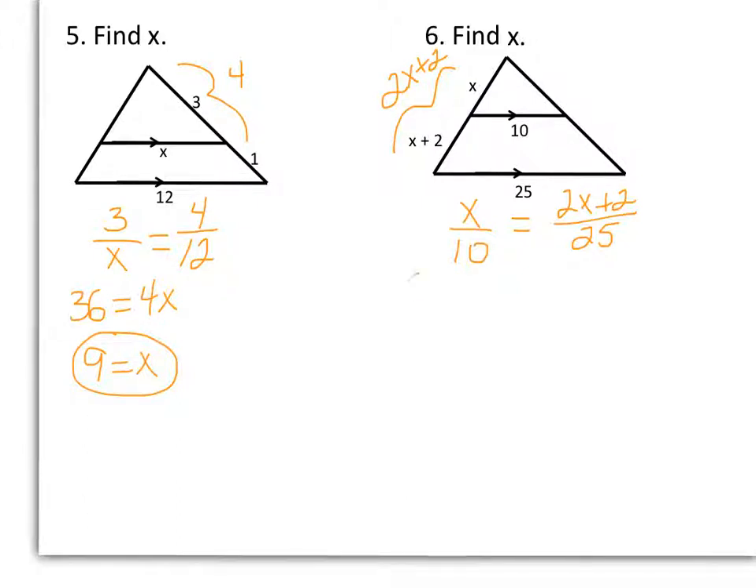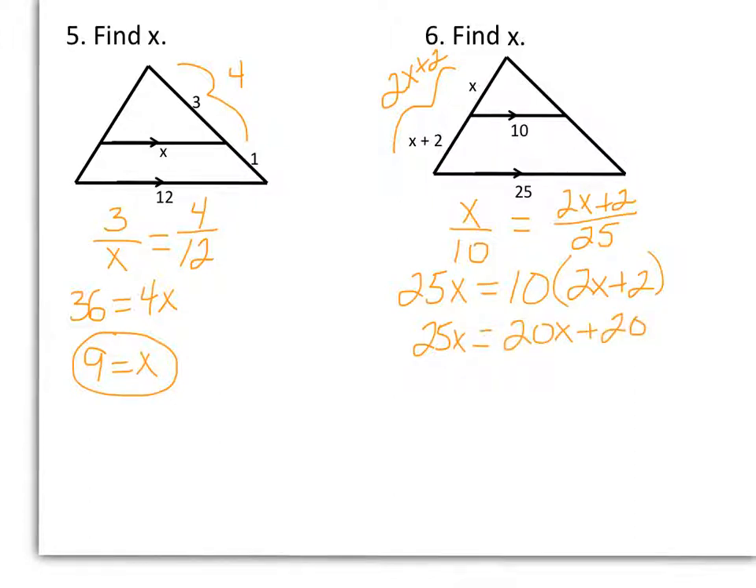Then taking the cross product, 25x equals 10 times 2x plus 2. So 25x equals 20x plus 20. Subtract 20x. So 5x equals 20, and then finally divide. X equals 4.